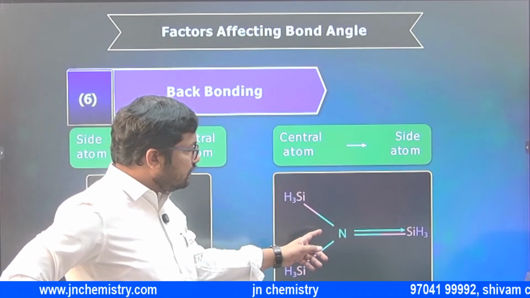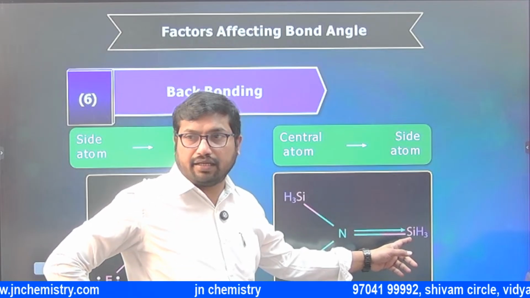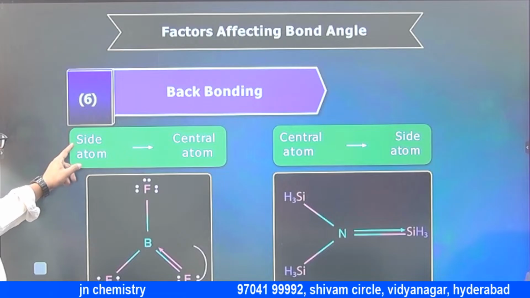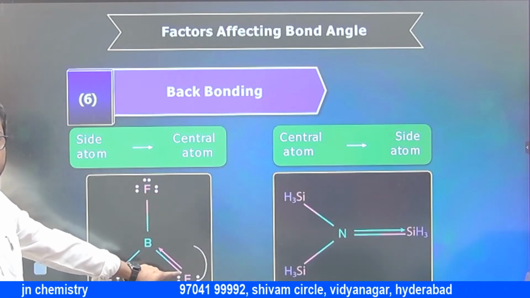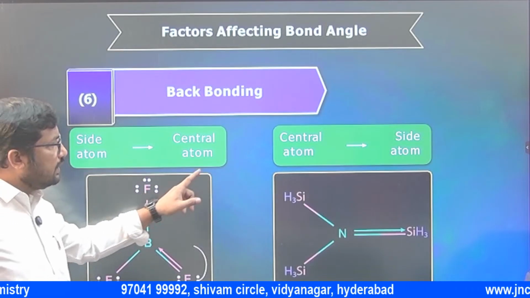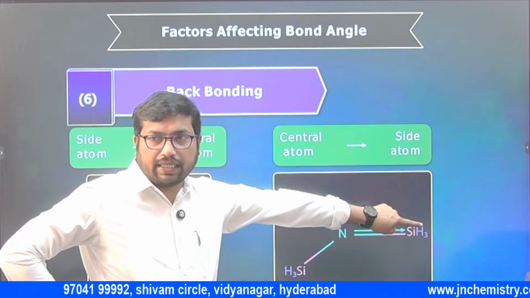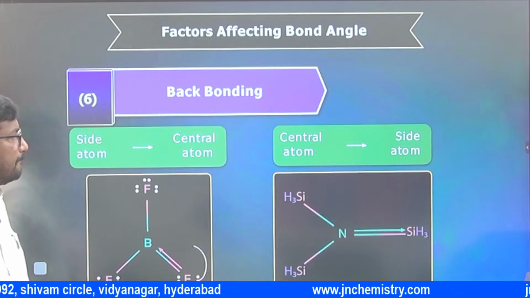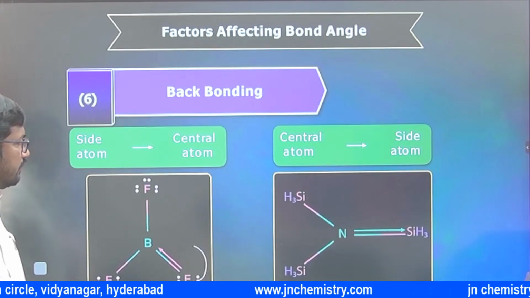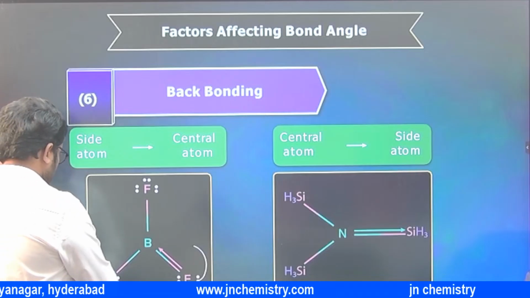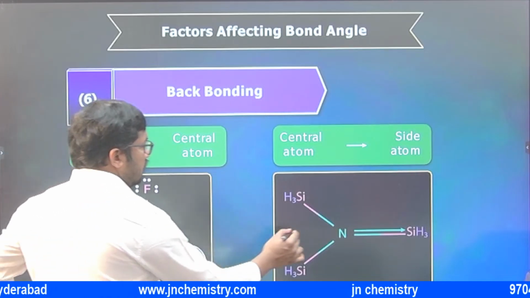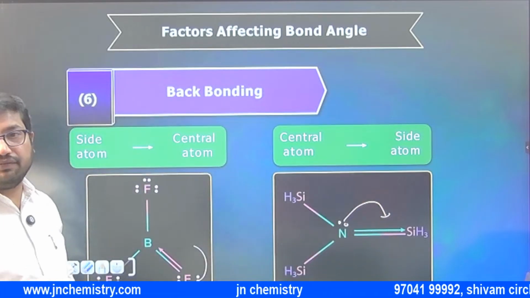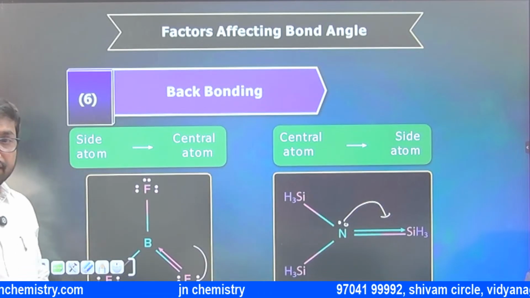In this other case, nitrogen has the lone pair and silicon has the vacant d orbital. In the first case the side atom is giving to the central atom, whereas here the central atom nitrogen is giving to the side atom. That is back bonding. It is possible only if they have vacant orbitals, because silicon has a vacancy in the d orbital and boron has a vacancy in the p orbital.